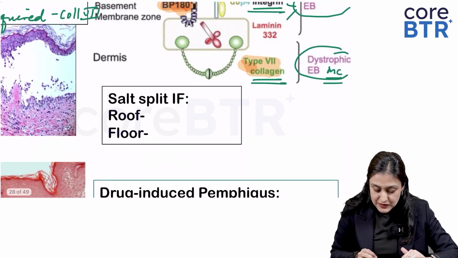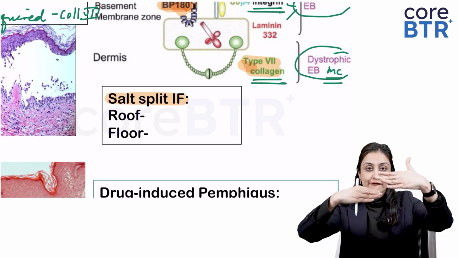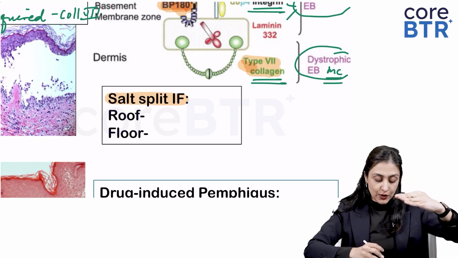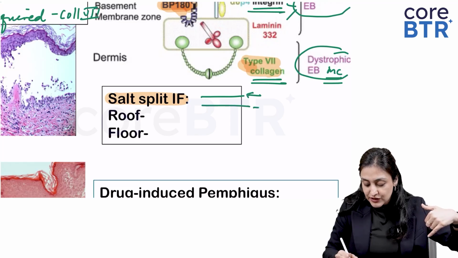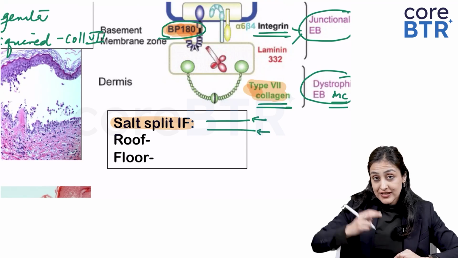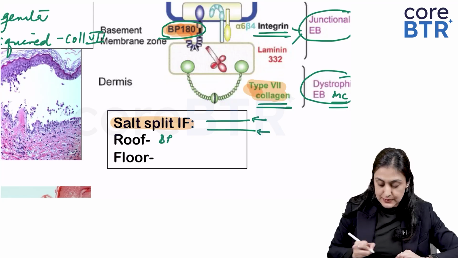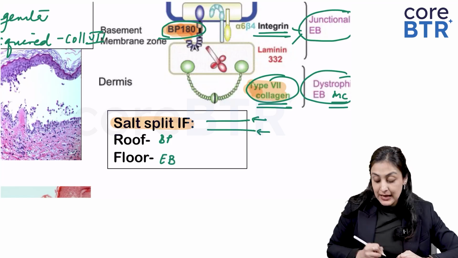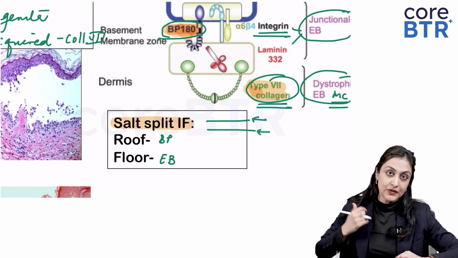For that, we have a special immunofluorescence called salt split immunofluorescence, where I create a cleft at the dermoepidermal junction. So now I am seeing that at this cleft, is the antigen here or is the antigen here? Because this antigen is upper, it's higher, the roof immunofluorescence is bullous pemphigoid, whereas floor is epidermolysis bullosa, particularly either acquisita or dystrophica, right?